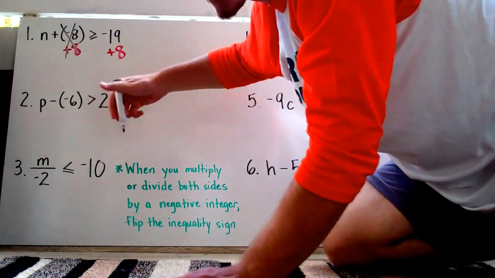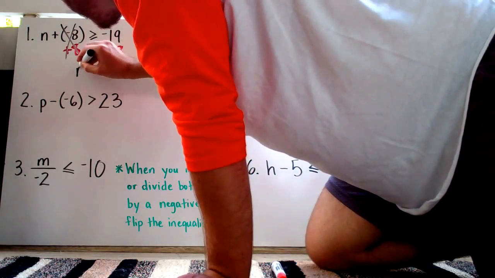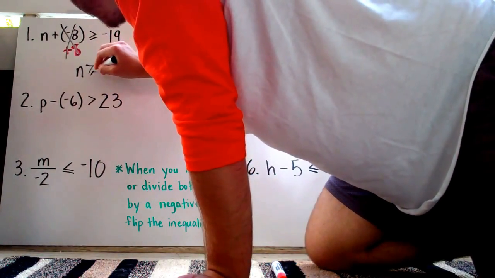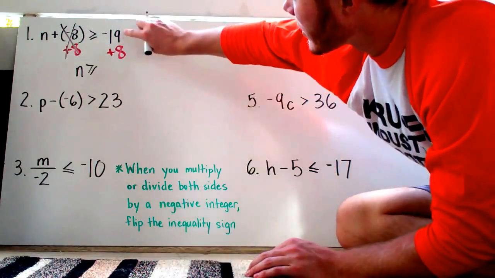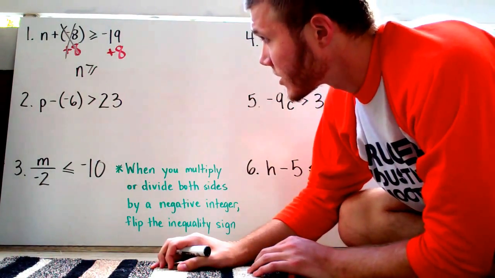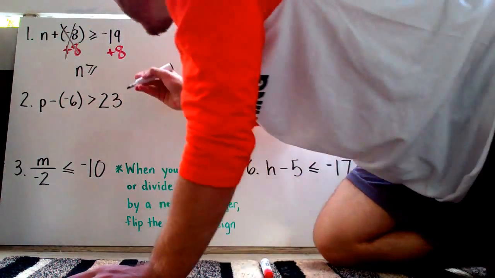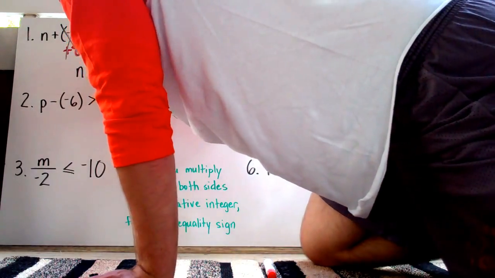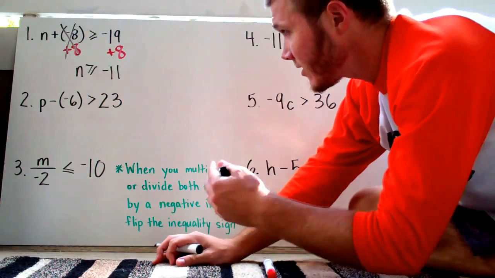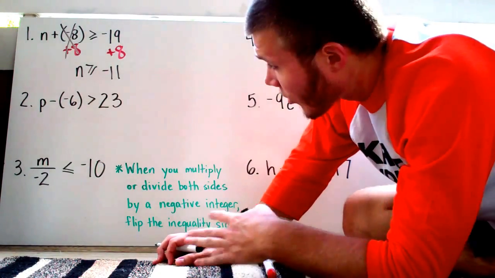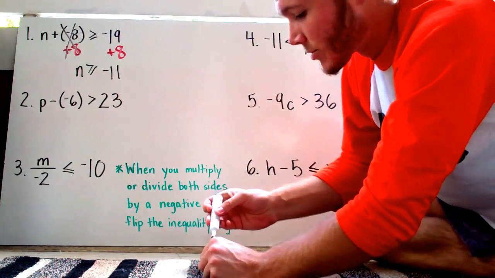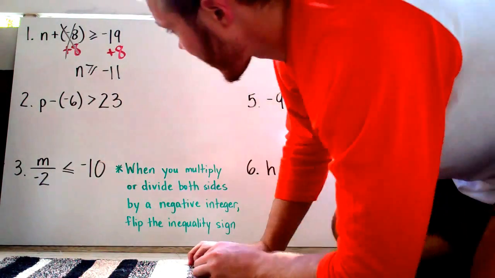All that's left is that n, so I'm going to bring the n down. And it is greater than or equal to, well, negative 19 plus 8 is going to give me negative 11. So there's my answer. N is greater than or equal to negative 11. That's it. That's all you guys have to do. Next one, number 2. Check it out.